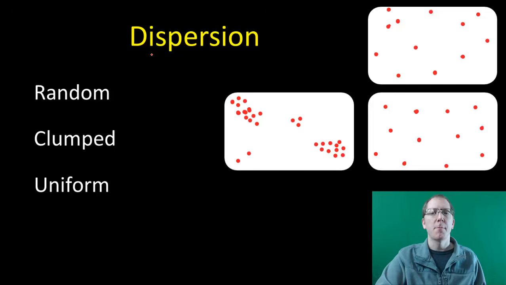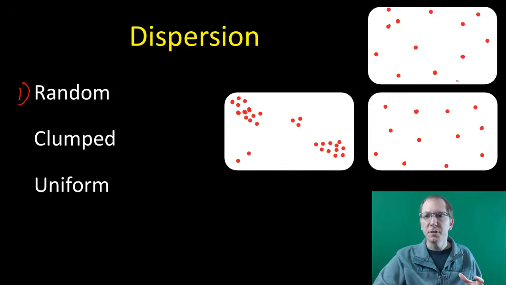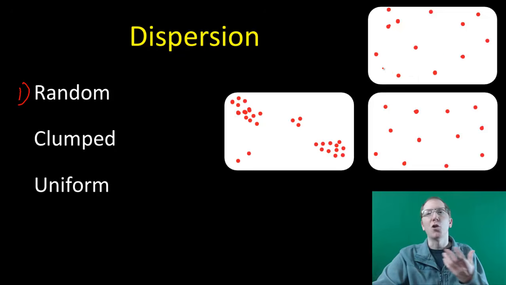Now the other way to describe a population is dispersion. Now this is going to be how they're spread out. So this is not the same thing as count, this is not the same thing as density. So with this, there's three ways you can normally be. The first one would be random. So this is where there doesn't seem to be much of a pattern. They can be kind of clumped up in some areas perhaps, spread out in others. It just seems like they kind of are where they are.